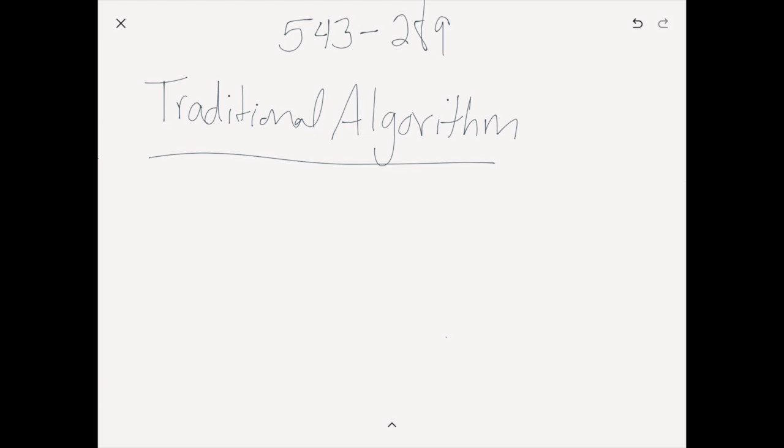Okay, our last strategy is the traditional algorithm. And it's called that because it's the traditional way that we kind of all learned it. And it's an algorithm because you can program a computer to do it. It is solved the same way every single time. It's the same steps that you go through to solve the problem. We start in our ones. There's not enough ones here, so we come over and regroup or borrow. The reason we call it regrouping is because we're just taking some of the number and regrouping it into something that makes a little bit more sense.